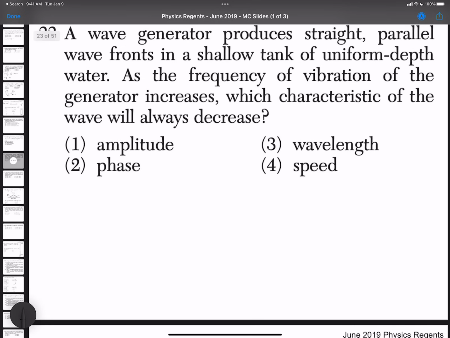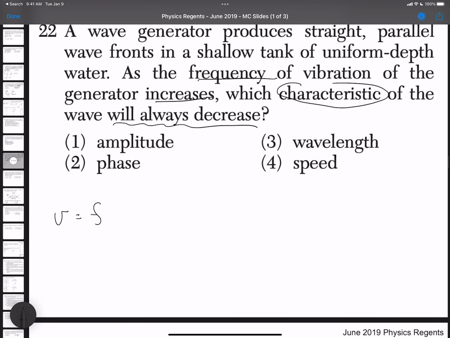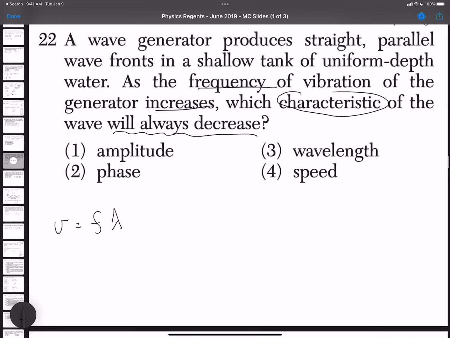All right, question 22. A wave generator produces straight parallel wave fronts in a shallow tank of uniform depth water. As the frequency of the vibration increases, which characteristic of the wave will always decrease? When we see a question like this, connecting frequency to a property that has an inverse relationship, what we want to remember is that the speed of a wave is equal to the frequency times the wavelength. And those two are inextricably linked. So if frequency is going to increase, the wavelength is going to decrease, always. And so the answer choice here is the wavelength.